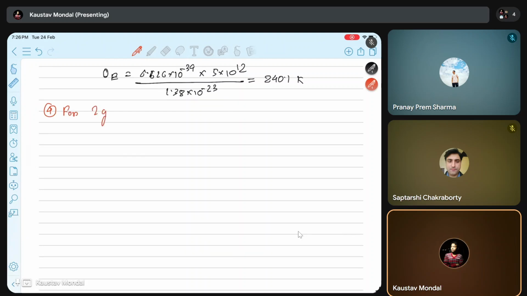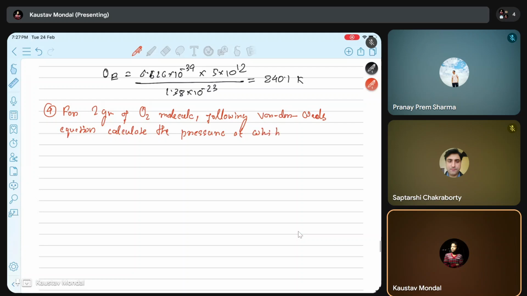For 2 gram of oxygen molecules following the van der Waals equation, calculate the pressure at which its volume should be 500 cc at a temperature of 27 degrees centigrade.